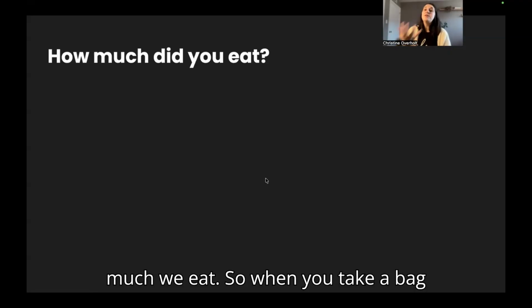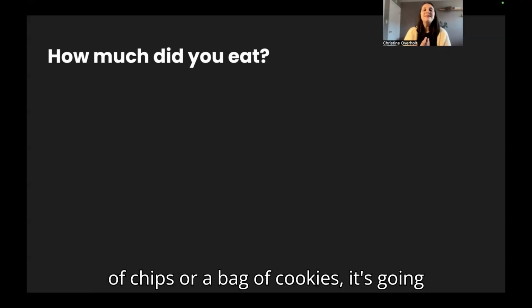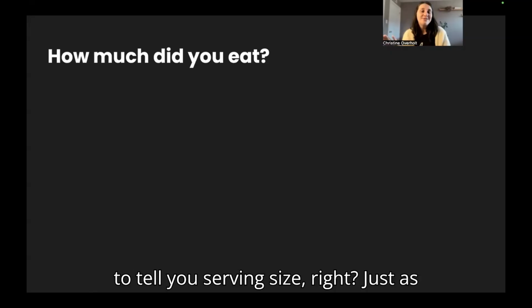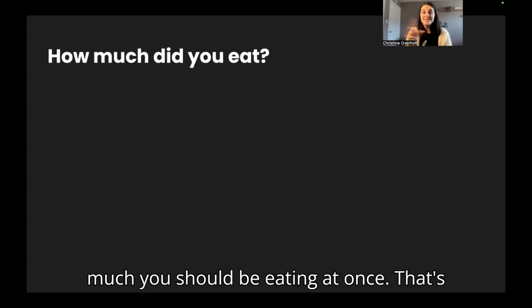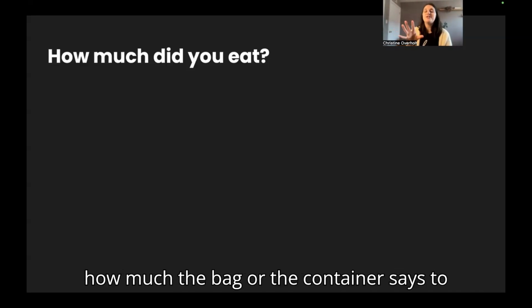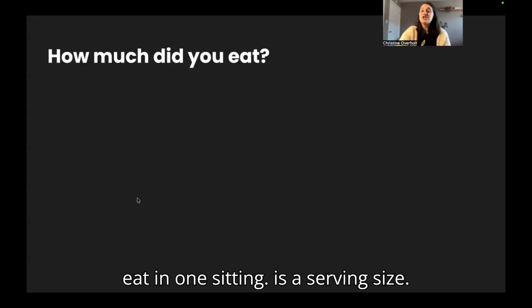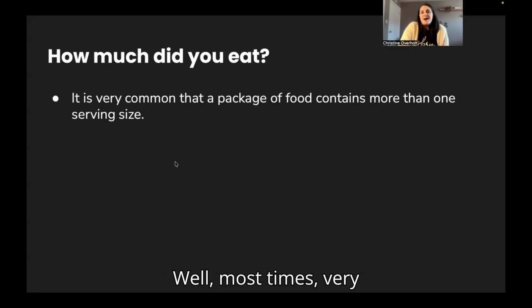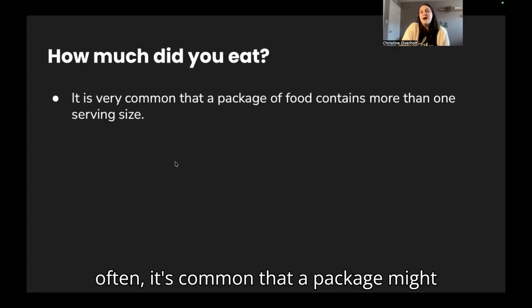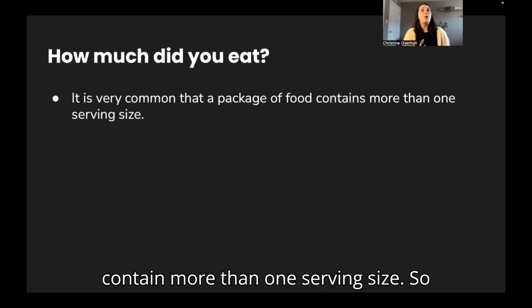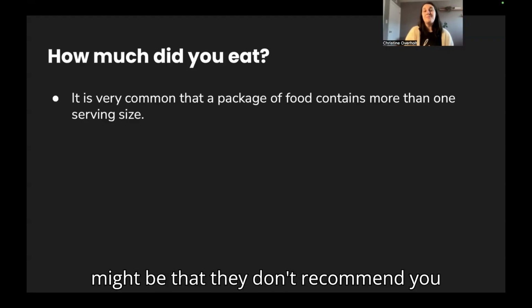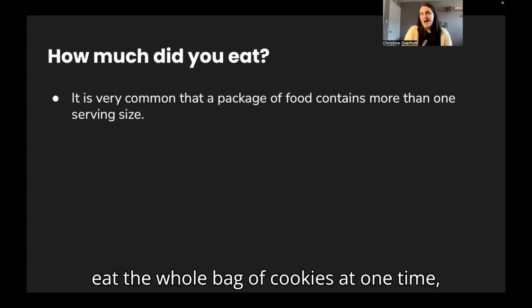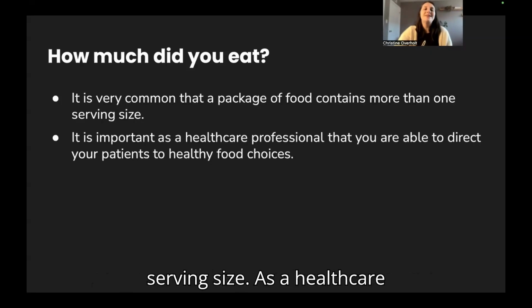Let's go on to the next part of our lesson, and that's thinking about how much we eat. So when you take a bag of chips or a bag of cookies, it's going to tell you serving size, right? Just as we learned in the vocabulary, that's how much you should be eating at once. That's how much the bag or the container says to eat in one sitting is a serving size. Well, very often, it's common that a package might contain more than one serving size. So you might have a bag of cookies, and it might be that they don't recommend you eat the whole bag of cookies at one time, right? There might be more than one serving size.